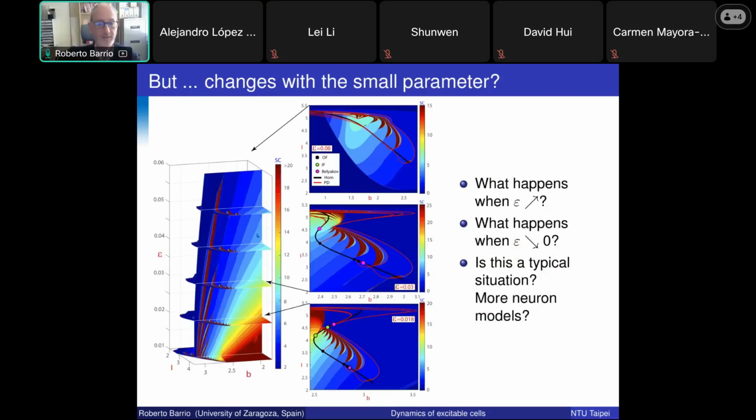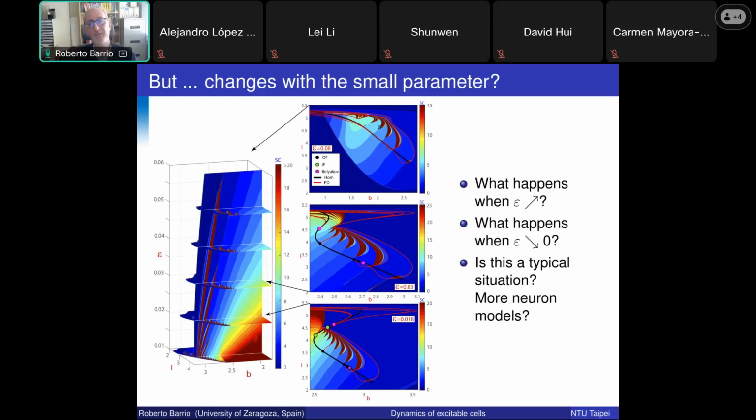Here we change the small parameter. 10 to minus 1 is this one. If we grow the small parameter, the structure is quite similar. We have the spike adding process and so on, but there are several things. We have fewer colors. That means fewer spike adding processes. We have fewer codimension 2 bifurcation points. We have here the inclination flip 2, but here we have no inclination flips. We have Belyakov points also, and here we have no Belyakov point.